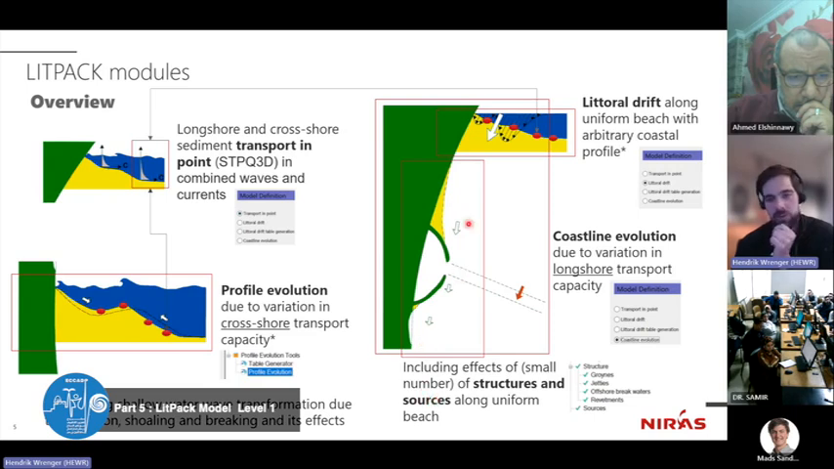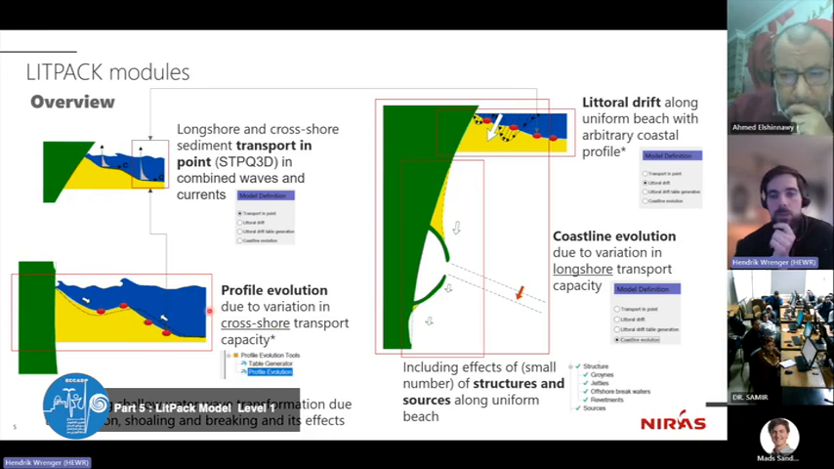However, larger structures that would lead to complex current profiles or complex currents around a headland that far exceeds out of the breaker zone, that would be outside the capacity of this coastline evolution tool. So that's a little bit the overview.